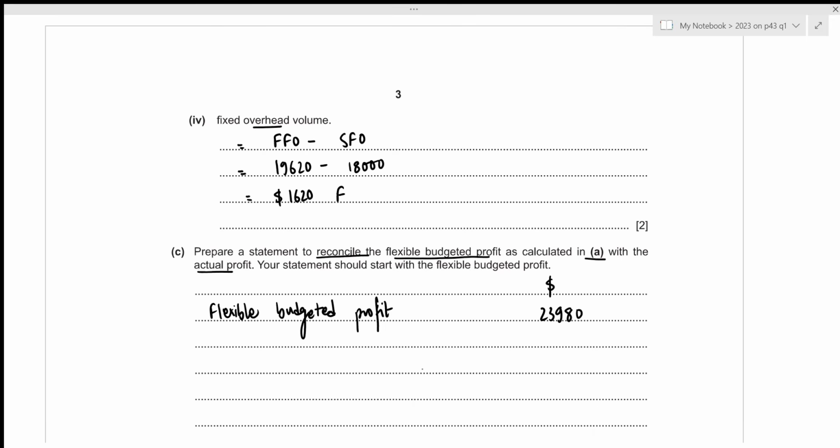Now, in order to calculate the direct materials variance and direct labor variance, we can just compare the flexible values to our actual values. And as for the adjustment, if the variance is of adverse condition, then we need to subtract it from our flexible budgeted profit. And if the variance is of a favorable condition, then we need to add it. So let's start with our sales price variance.